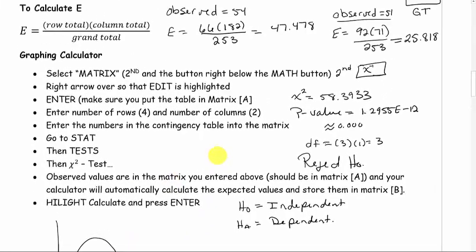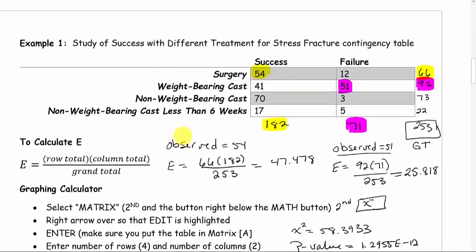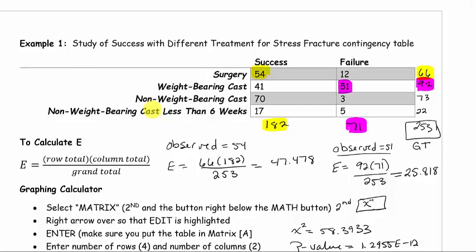We're not given an alpha level with this. And I didn't talk about what this problem was about either. So this is a study of success with different treatments for stress fractures. If someone had surgery, 54 of them were successful, 12 were unsuccessful. If they had a weight-bearing cast, 41 were successful, 51 were not. A non-weight-bearing cast, 70 were successful and 3 were not. A non-weight-bearing cast less than 6 weeks, 17 were successful and 5 were not.